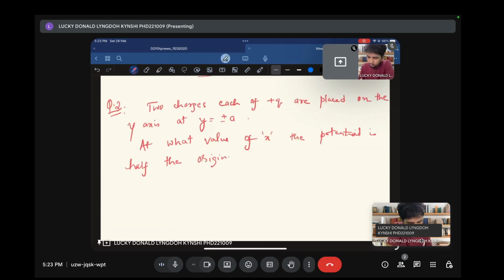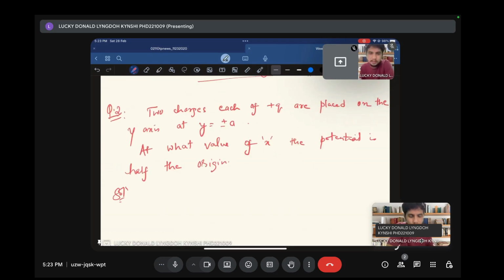If you look carefully at the question, it says that two charges each of plus Q are placed on the y-axis at y equal to plus minus of A. That means you have two charges on the y-axis. And what you need to find out is the potential at the point x such that the potential is half the origin.